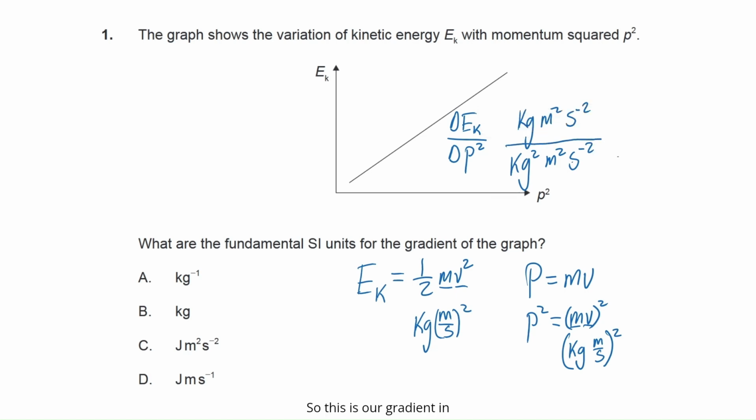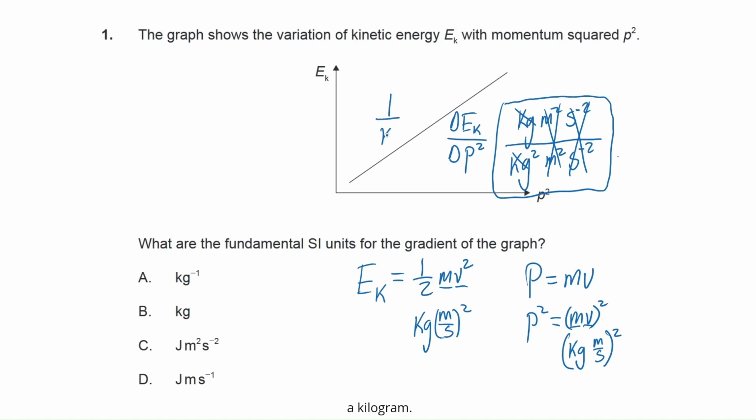So this is our gradient in terms of units, but that's not any of our answer choices. So let's simplify it. The s to the -2's are going to cancel, the m squares are going to cancel, and then one of the kilograms is going to cancel. So we're left with 1 over a kilogram. That is kilogram to the -1. That is answer choice A.